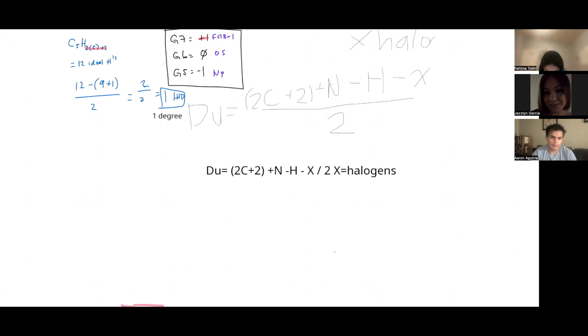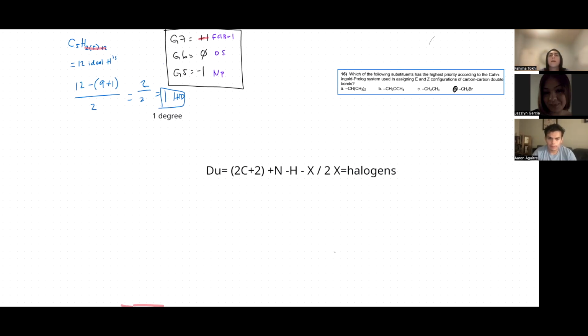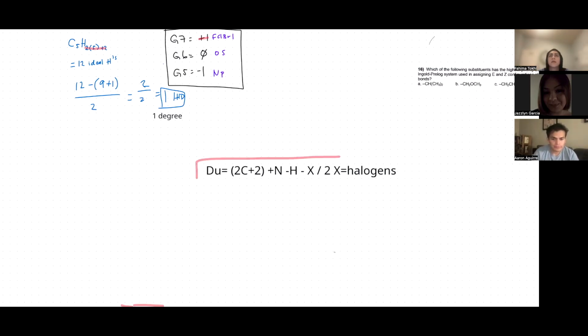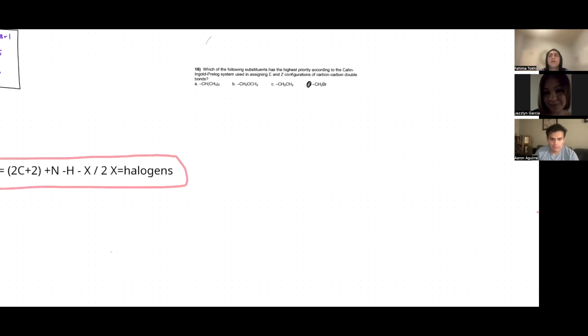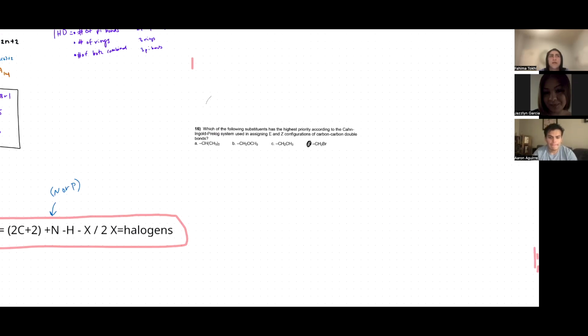So the following: which of the following substituents has the highest priority according to the Cahn-Ingold-Prelog system, using it for assigning E or Z? Okay, over here, what is the second formula that can be used? This one: N plus H plus N, and this N could be nitrogen or phosphorus, right? Yeah, it's to represent group 5.